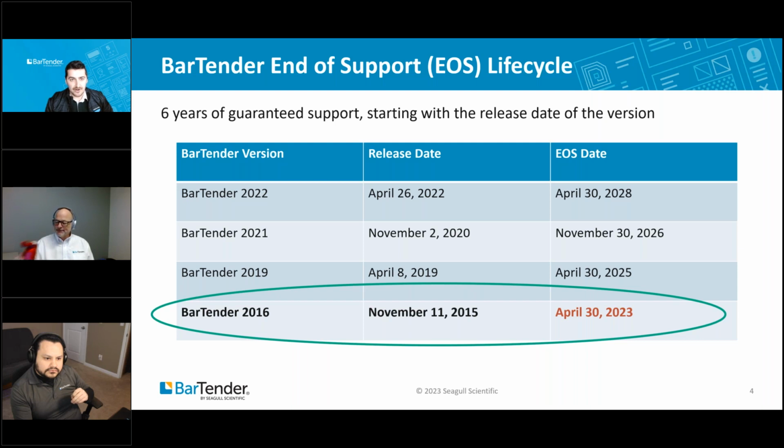So before we really dive into end of support, one thing I wanted to discuss is what the BarTender lifecycle is. Basically, whenever we introduce a new version of BarTender, we guarantee at least 6 years of support starting with the release date of that version. BarTender 2022 was released a year ago from today, and so the end of support date for that is 6 years from now, April 30th, 2028.